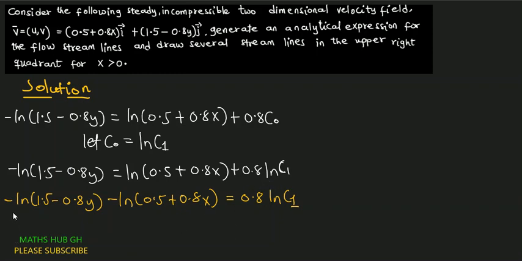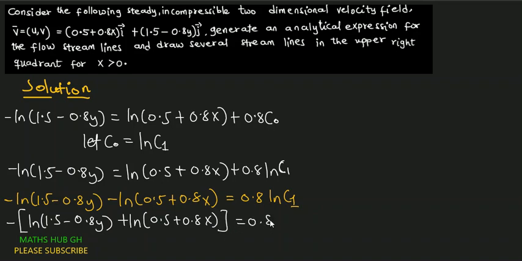So let's go to what you are going to do next. You are going to factor out the negative. So you're going to have minus bracket open ln of 1.5 minus 0.8y plus ln of 0.5 plus 0.8x, equals 0.8 ln c1.